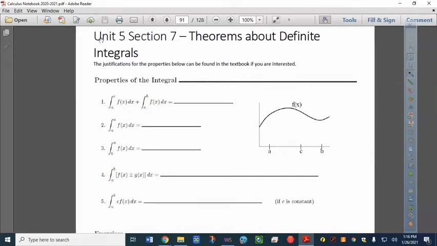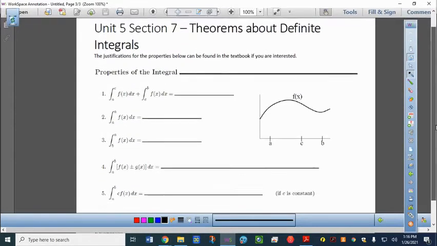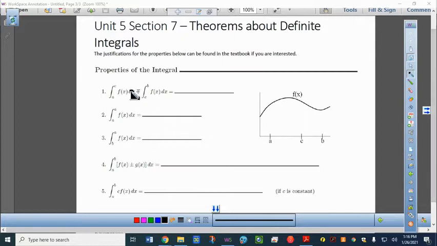Hi everybody, we are going to start in with Unit 5, Section 7, which is some theorems about definite integrals. The first one we're going to look at is, we've got this function f of x over here, and what happens if we were to find the integral from a to c under f of x, and then add that to the integral from c to b.